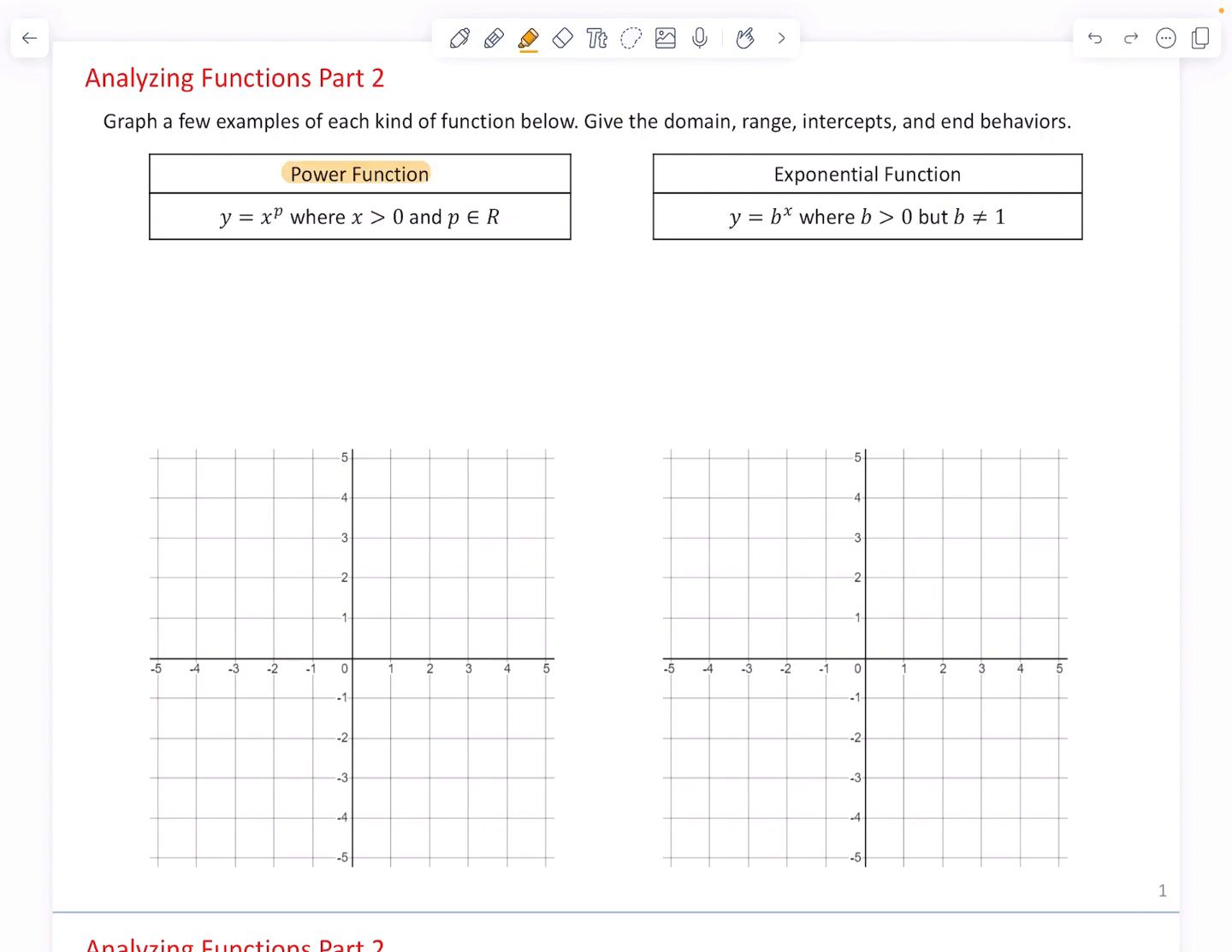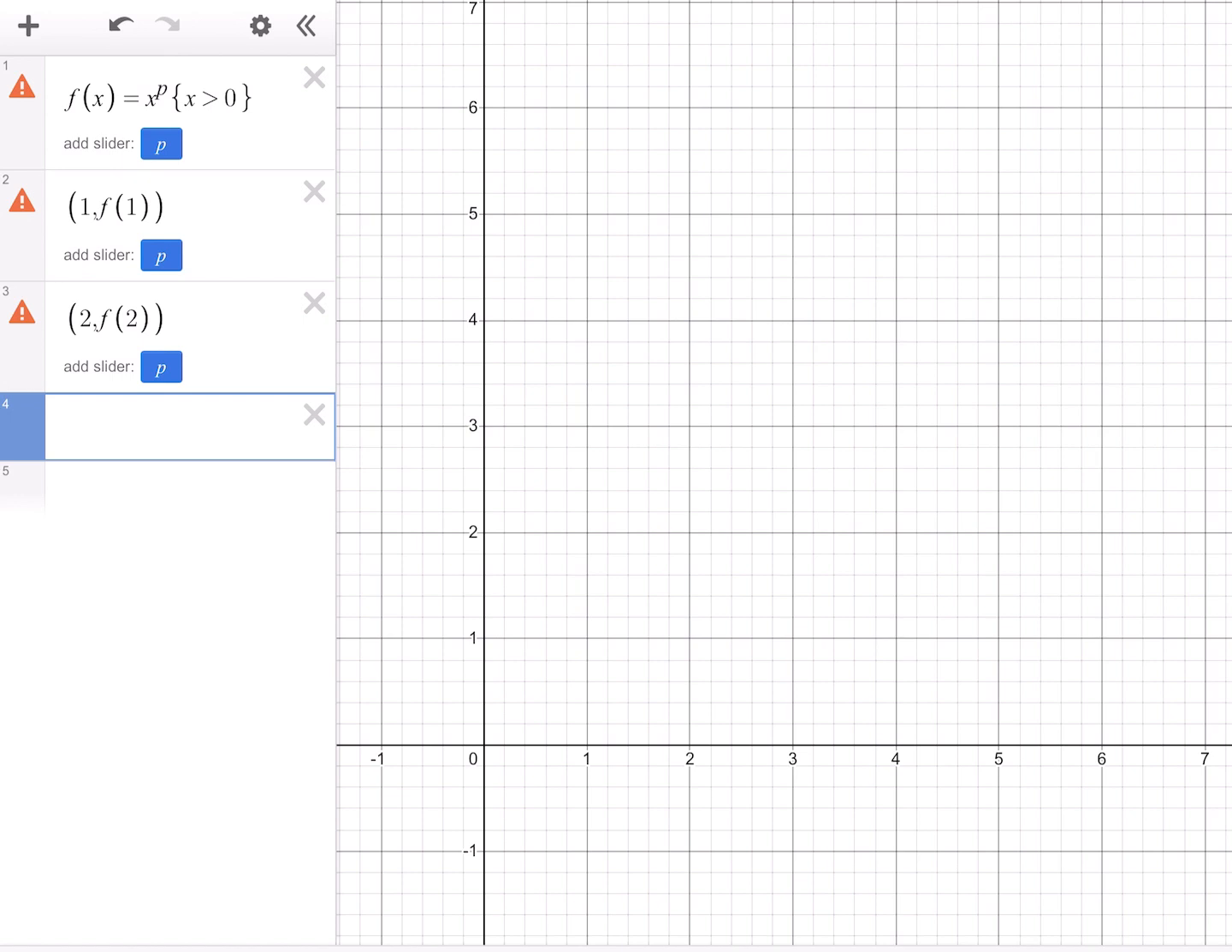Now this first class of function is called a power function. It has the form y equals x to the p. Let's limit our domain to positive values of x only, but we can use any exponent p, and p stands for power. We'll use technology to explore this. So I've typed in f of x equals x raised to the p, and then curly brackets x bigger than 0. Then we are prompted to add a slider for p.